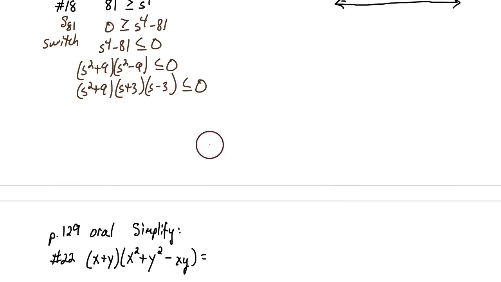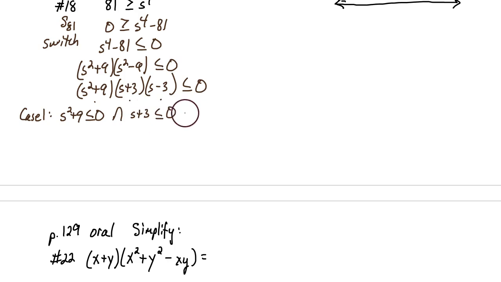Now let's consider cases. We have three things, and we want the result to end up less than 0, which means negative. For three numbers to multiply together and end up as a negative, there have to be an odd number of negatives. So case number 1, maybe they're all negative. The s squared plus 9 is less than or equal to 0, and the s plus 3 is less than or equal to 0, and the s minus 3 is less than or equal to 0.